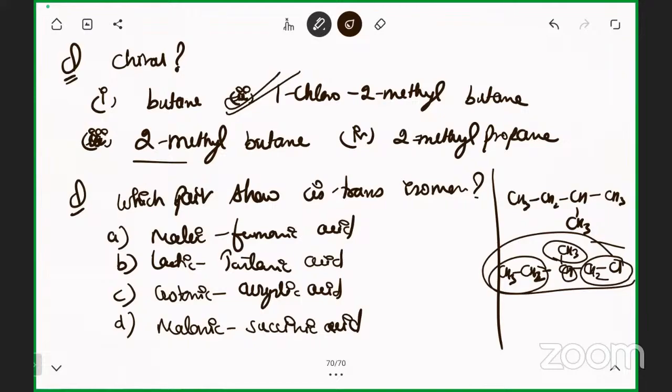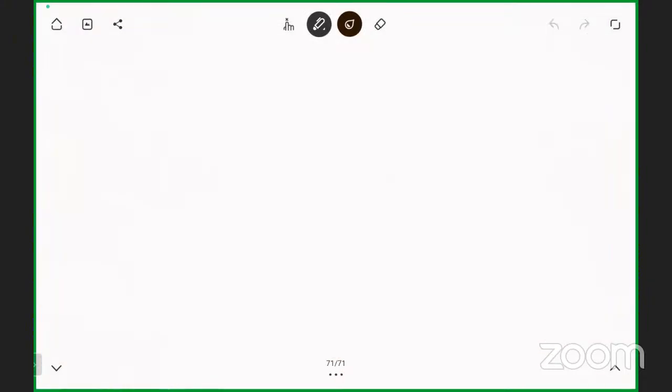Okay. Cis trans isomer. Which one is correct? A, sir. A, malic acid and fumaric acid. We have done the example also. Okay. Let me give one more example for you. I'm just telling the question and writing the options.